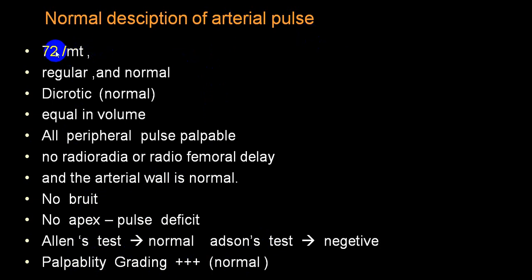Say if someone has to mention, this person has got pulse 72 per minute, it is normal and regular, it is dicrotic in nature, bilaterally all the peripheral pulses are of equal volume and symmetrical, there is no radio-radial delay or radio-femoral delay, arterial wall is not palpable, there is no bruit, there is no apex pulse deficit, Allen test is normal, Adson test is negative, and grading wise it is normal or we call 3 plus, or the other type of grading we call grade 2. So this is the total description of an arterial pulse.